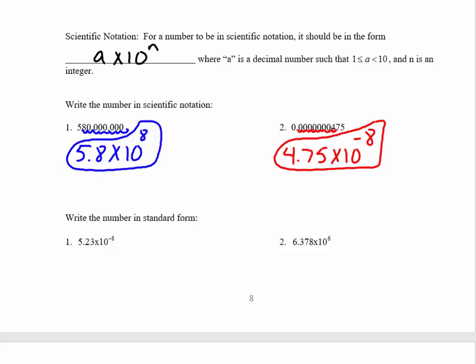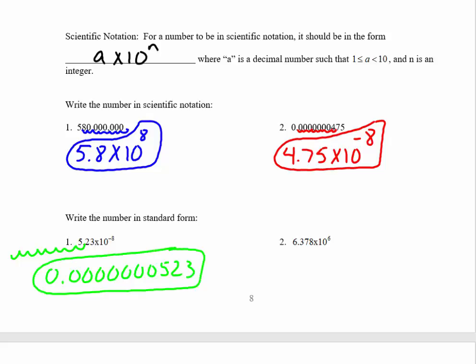So we start moving our decimal. 1, 2, 3, 4, 5, 6, 7, 8. So we're going to have 7 zeros, and then a 5, 2, 3. We have taken scientific form back into standard form.